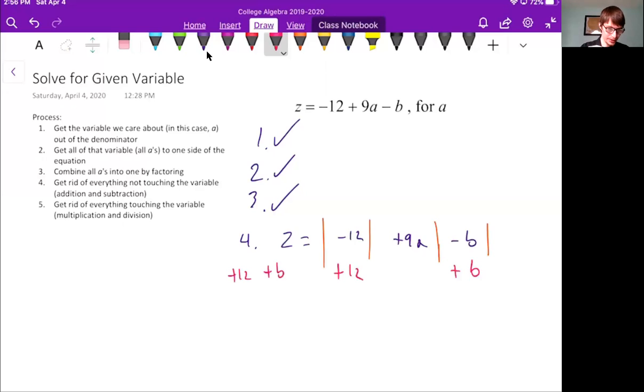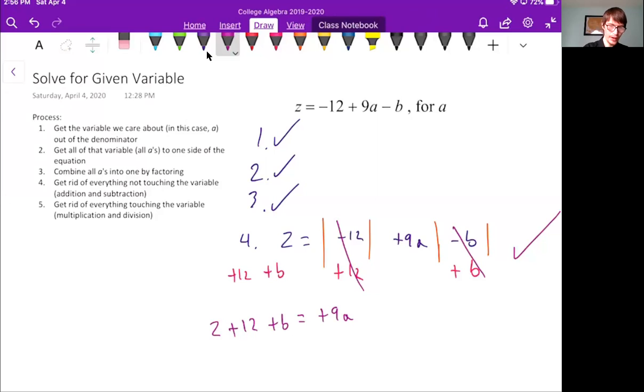Okay, so now we'll just reduce this down a bit. On the left side, we have z plus 12 plus b, and all that equals, let's see, the -12 and plus 12 cancel out, and the minus b and plus b cancel out too. So that gives us just this plus 9a. Okay, so we've gotten rid of the 2 sections that are in the way. That was step 4. Step 4 is now done.